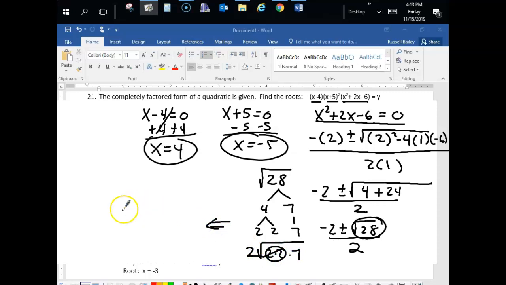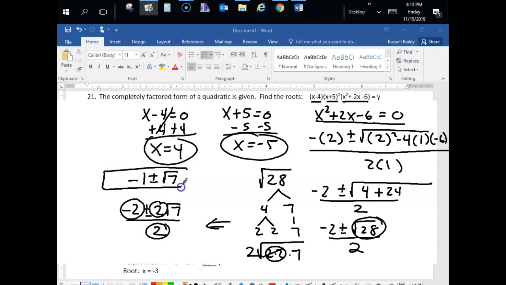So here's what we have now. 2 root 7 over 2, which can be reduced. All 3 of these can be divided by 2. So my final root will be negative 1 plus or minus 1 square root of 7 over 1, I mean. But we don't need to write that. So there we go. So we have 4 roots here. We have x equals 4, x equals negative 5, and the quadratic formula gave us 2 other roots. Negative 1 plus the square root of 7, and negative 1 minus the square root of 7.